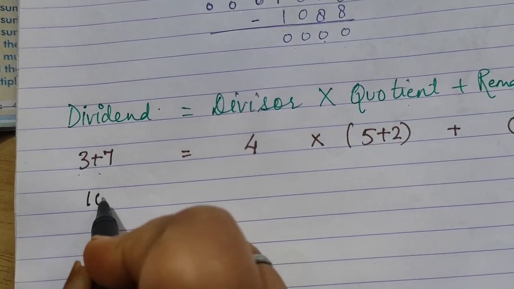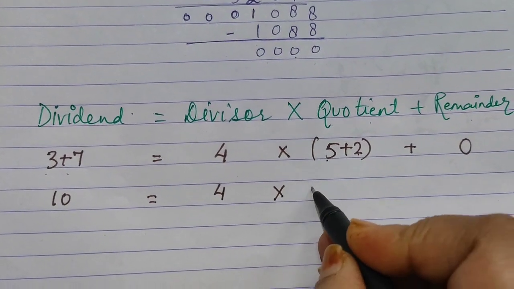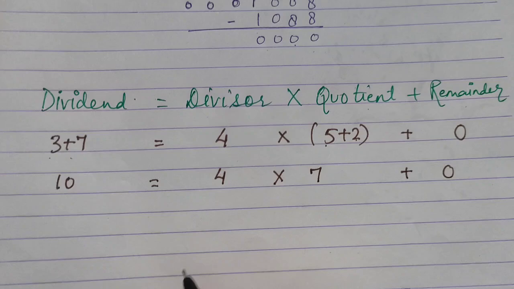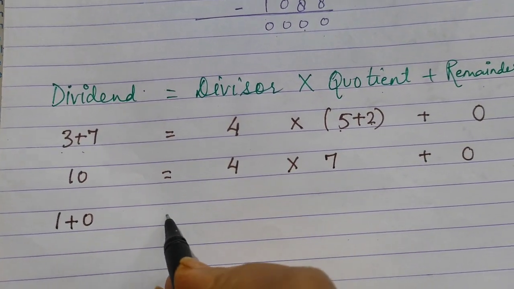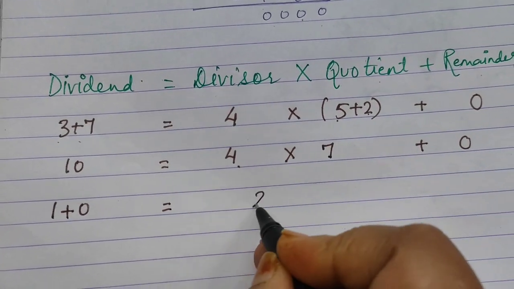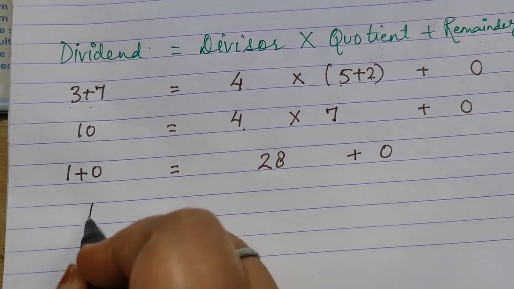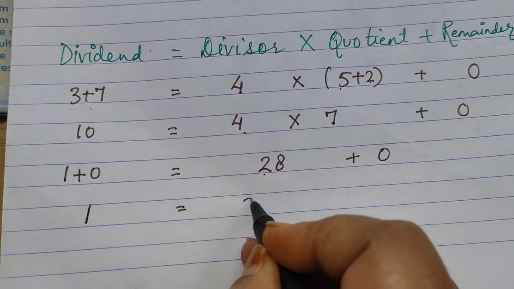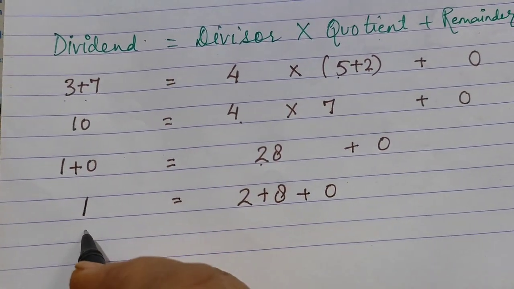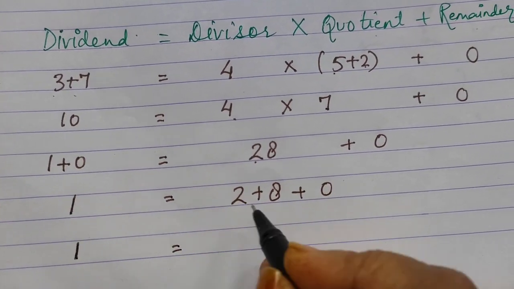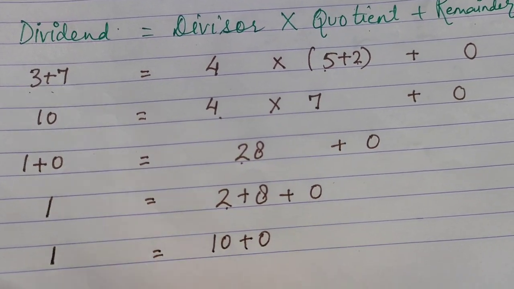Next step we're going to solve. 7 plus 3 will give you a 10. 4 multiplied by 5 plus 2 will give you 7, plus 0. 10 can be written as 1 plus 0, because we need to bring it to a single digit. You know this. 7 times 4 will give you 28, plus 0. 1 plus 0 will give you 1. 8 plus 2, or 2 plus 8, plus 0. This will get to 1 is equal to 8 plus 2, 10, plus 0. 1.